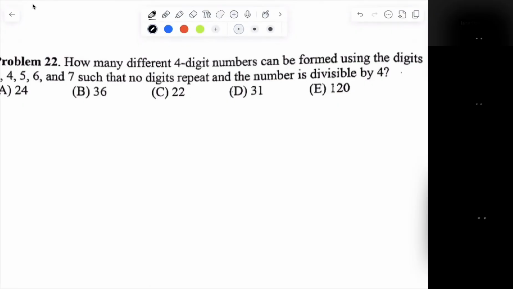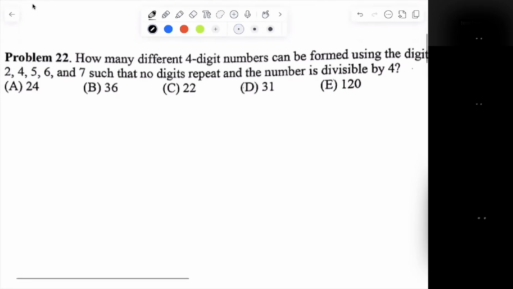All right, guys, let's get started with this question. So basically, how many different four-digit numbers can be formed using the digits 3, 2, 4, 5, 6, 7, so that the digits don't repeat and the number is divisible by 4? Well, notice that since there are four-digit numbers, the only restriction is that no digit repeats and the number is divisible by 4.